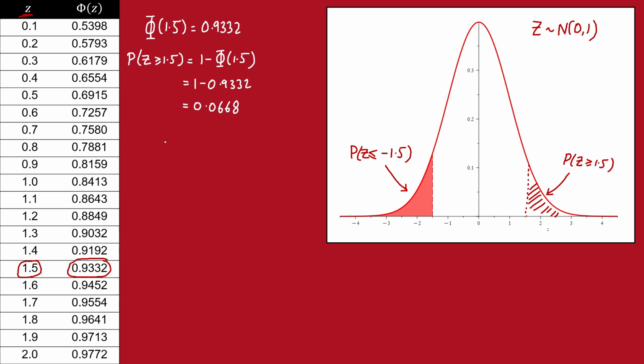0.0668. That's the probability that z is greater than or equal to 1.5, but it's also, by symmetry, the probability that z is less than or equal to minus 1.5. So from this we can see that the probability of randomly observing a z less than or equal to minus 1.5 is 0.0668, and because we've standardized a normal distribution, that means that also our original sample mean, the probability that x bar is less than or equal to 0.8, is also going to be equal to 0.0668.